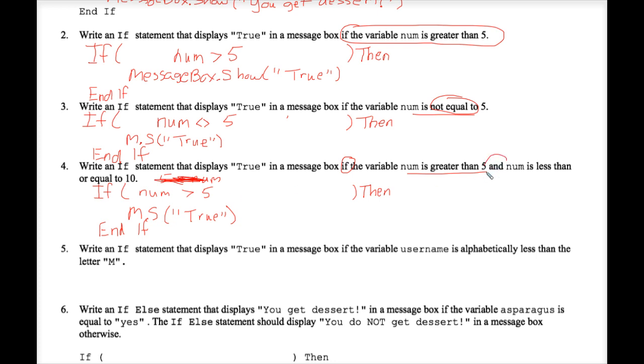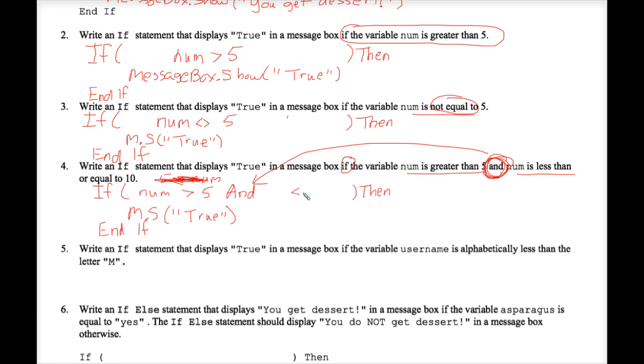Now we see the word "and" here in the English language, or that is translated to the word "and" in Visual Basic, but Visual Basic always capitalizes the A. So that word "and" plugs in there. Now what's left? Num is less than or equal to 10.